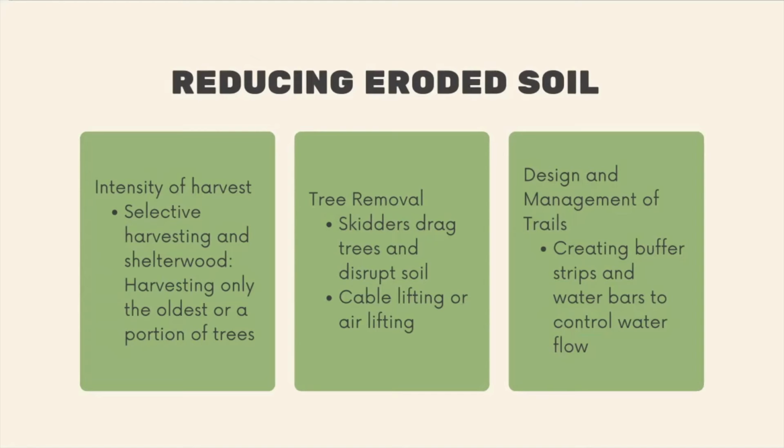Currently they use something called skidders to drag the logs to wherever they need to go when they're transported, but those can really disrupt the soil. A better alternative to that would be cable lifting or airlifting. It is significantly more expensive, but it also reduces soil erosion drastically. And then, of course, there's design and management of the trails. By doing things like creating buffer strips and water bars, we can control the water flow.